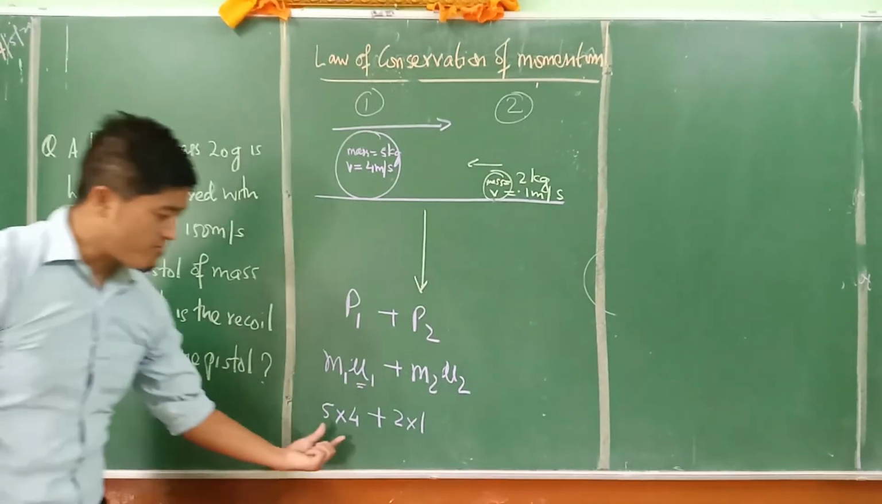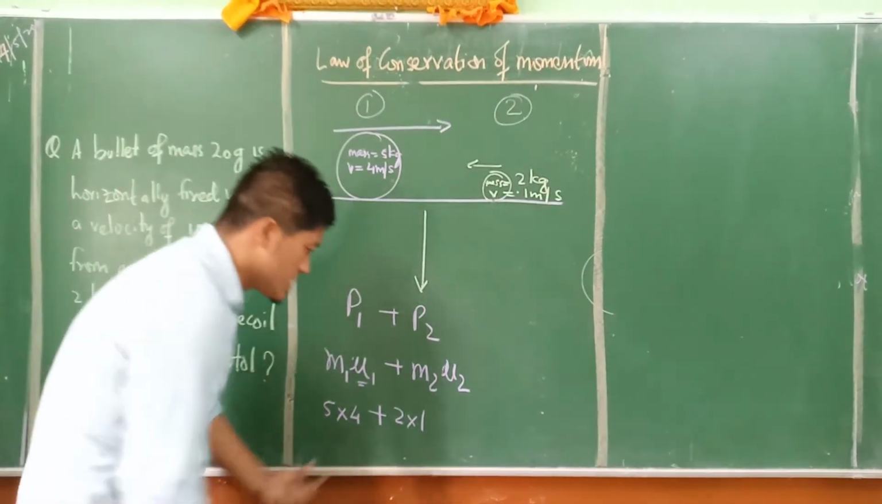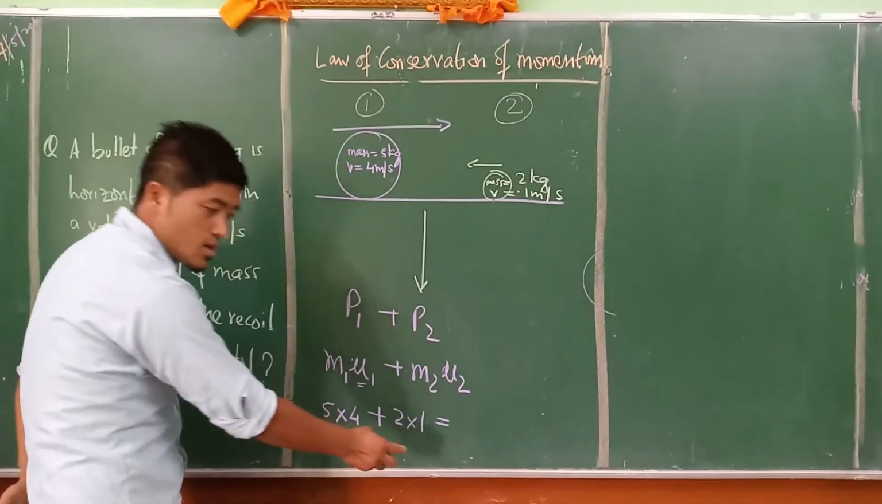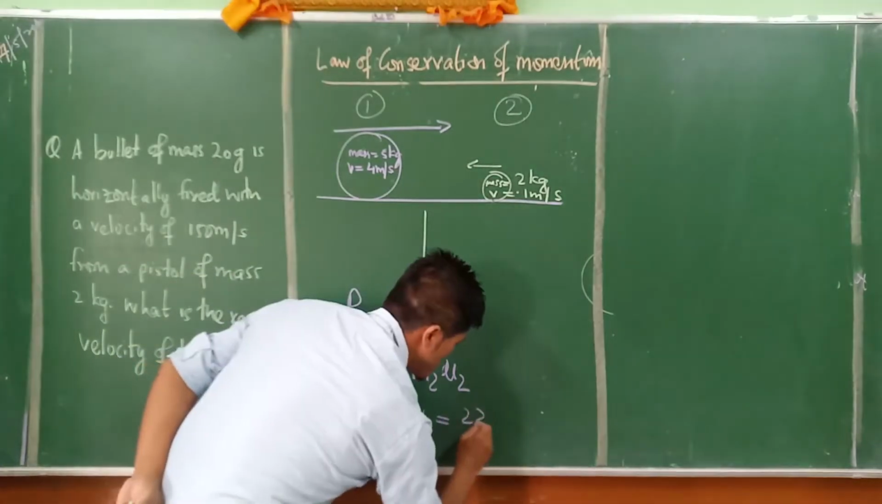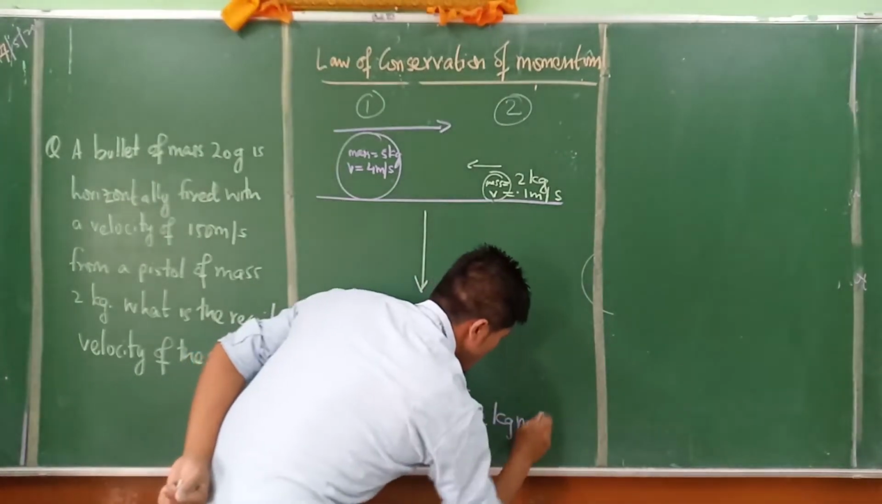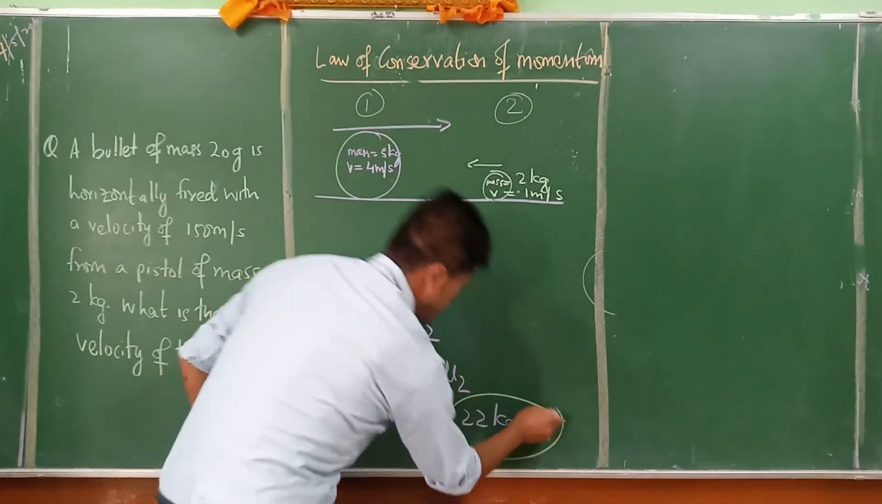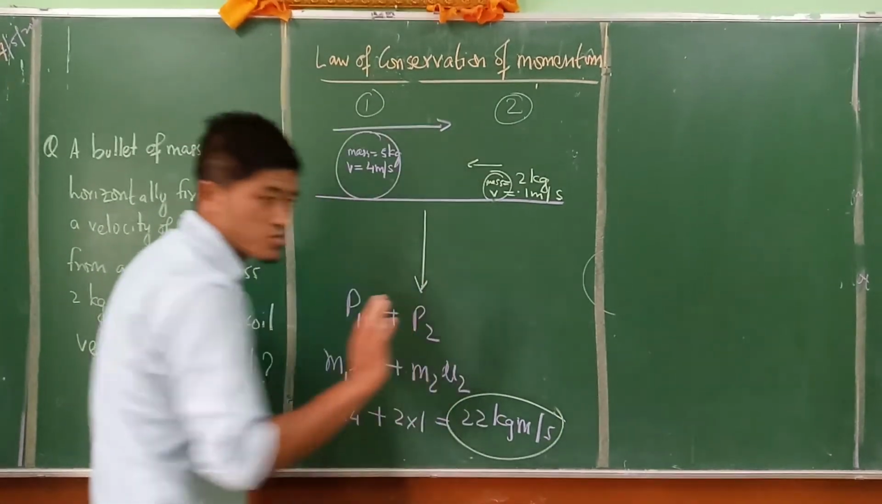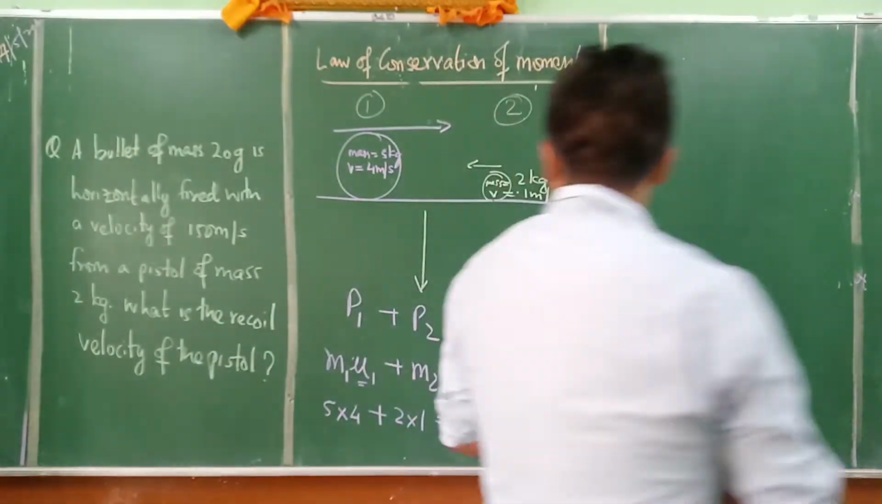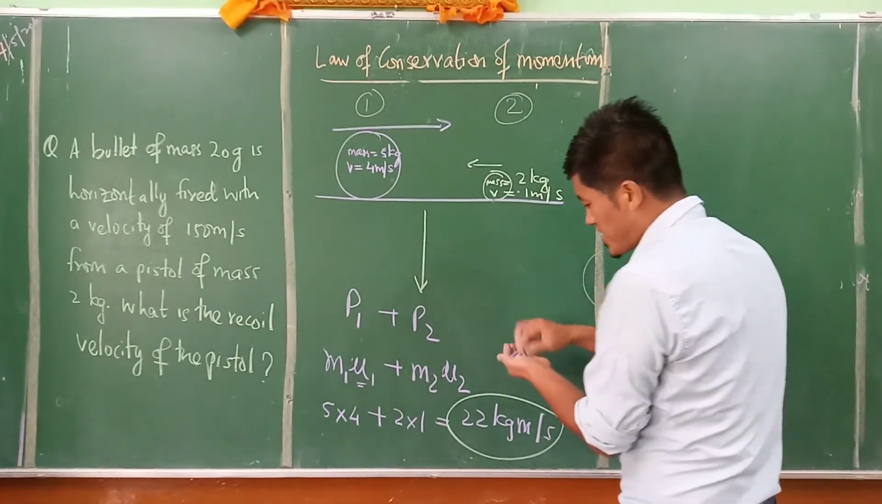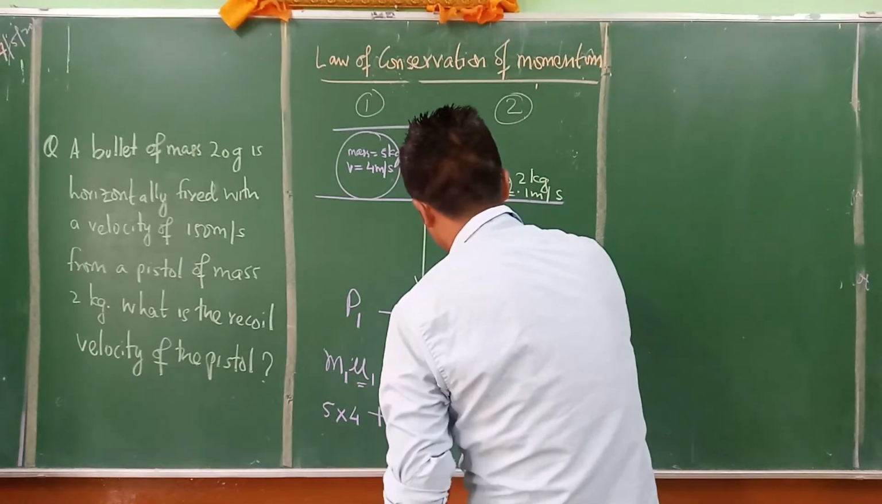Now, how much is that? 5 4s are 20, right? 5 4s are 20 plus 2 1s are 2. 20 plus 2 is 22 kg meter per second. This is the total momentum in this case over here. Now what will happen? These two objects, this is before collision here.